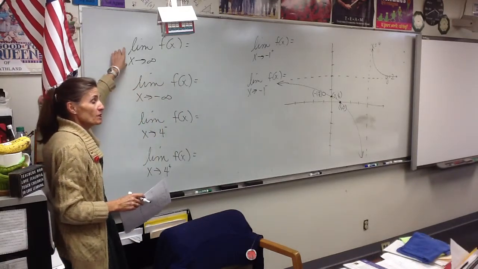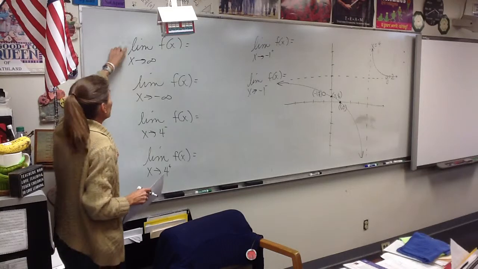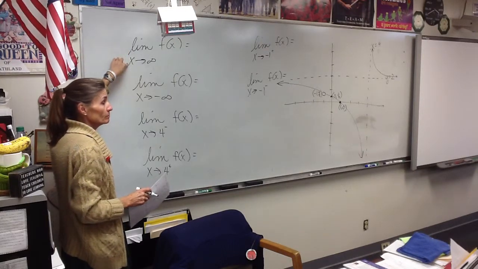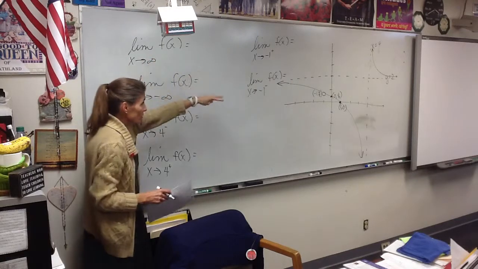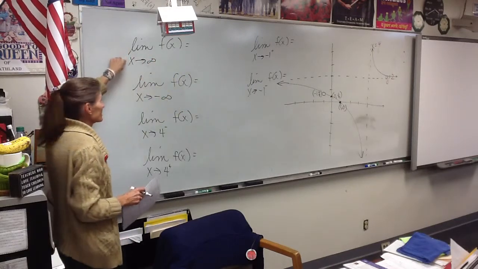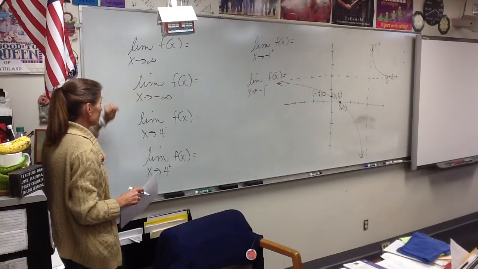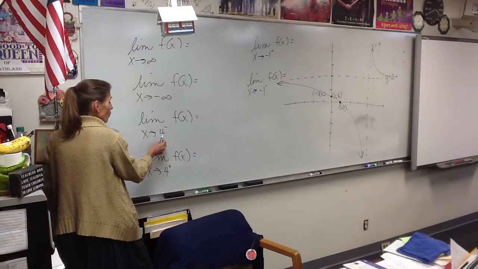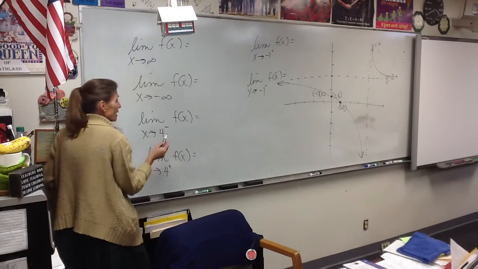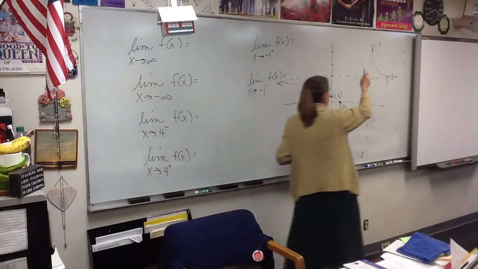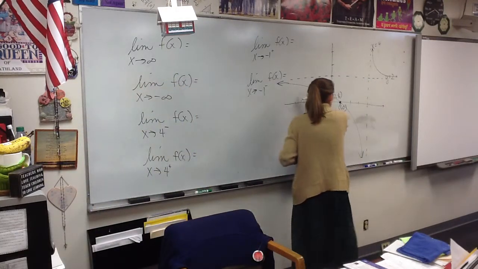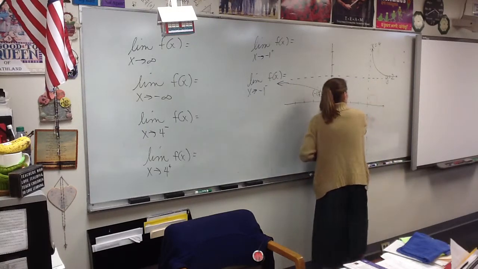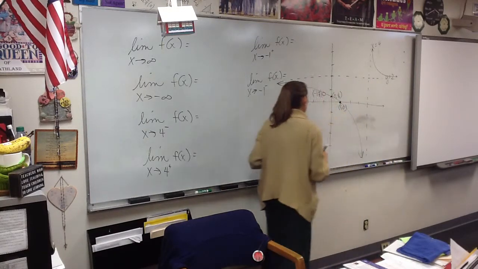And this is our limit notation. We talked about it before. This says the limit as x approaches infinity of this function. That's our function. So the limit as x approaches infinity and negative infinity. This means the limit as x approaches 4 from the negative side. So here's 4. The curve can approach from the negative side or from the positive side. That's left and right.